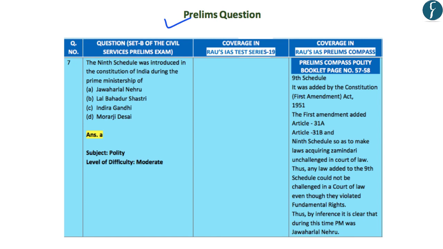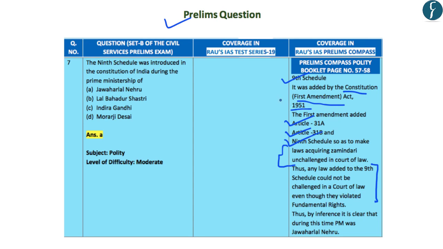Now in the prelims course of Polity, it was discussed that the Ninth Schedule was added to the Indian Constitution by the First Amendment Act in the year 1951. This First Amendment Act added Article 31A, Article 31B and the 9th Schedule. The 9th Schedule was added to make the laws for acquiring zamindari unchallenged in a court of law. That is why any law added to the 9th Schedule could not be challenged in a court of law even though it violated the fundamental rights.